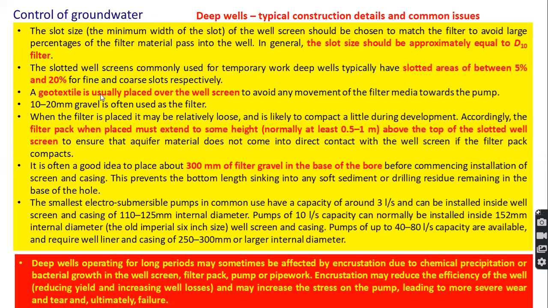Geotextile is usually placed over the well screen, and when the deep well starts to operate, some ground subsidence can take place, and the filter media also can compact, and some ground depression can occur. Due to this, it is generally recommended to place the filter media about 0.5 to 1 meter above the top of the slotted part of the deep well. Otherwise, fine material will enter through the casing, the slotted area, into the well, and it might affect the efficiency. It is also a good practice to have about a 300 millimeter filter pack at the base also.